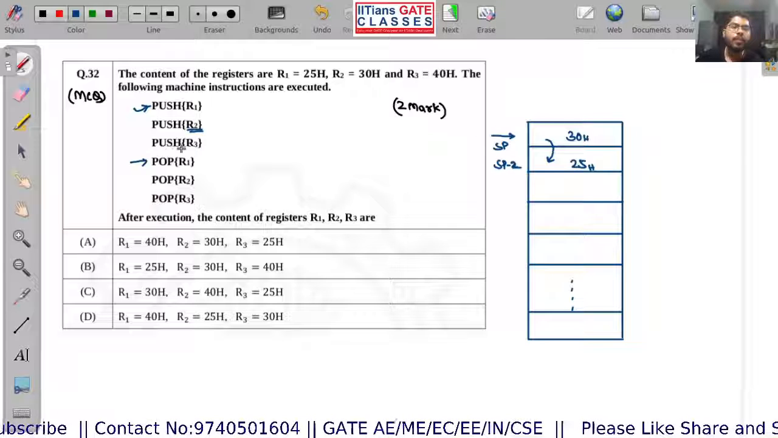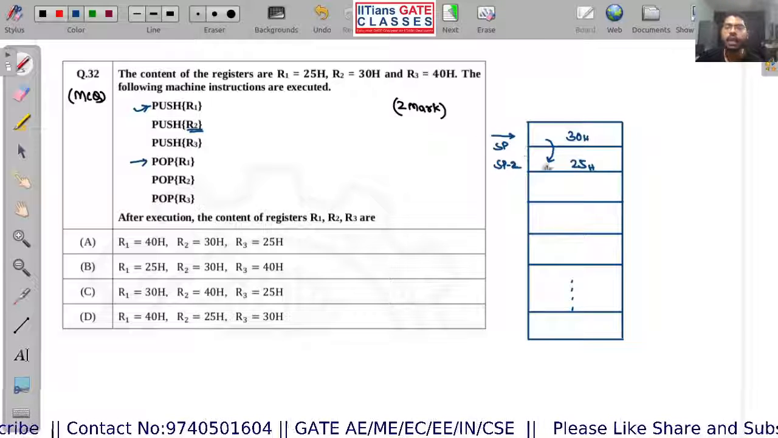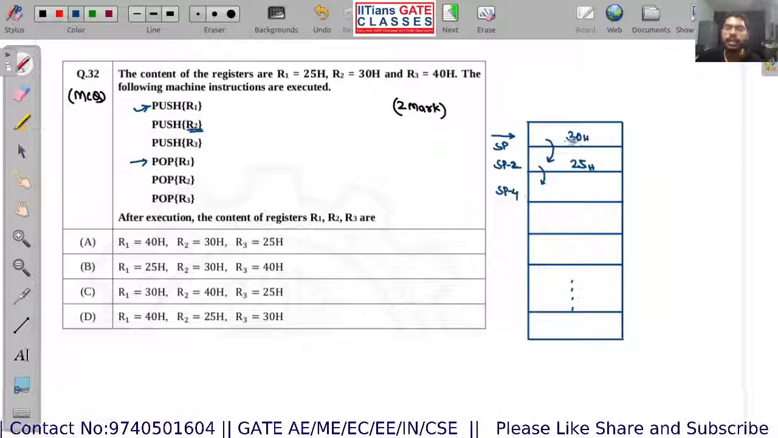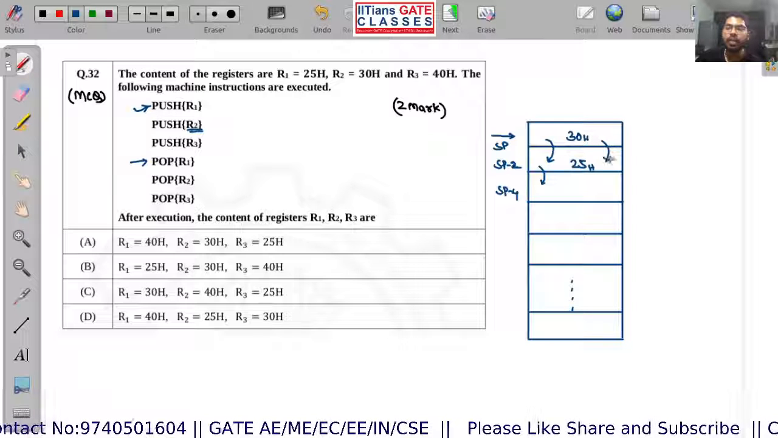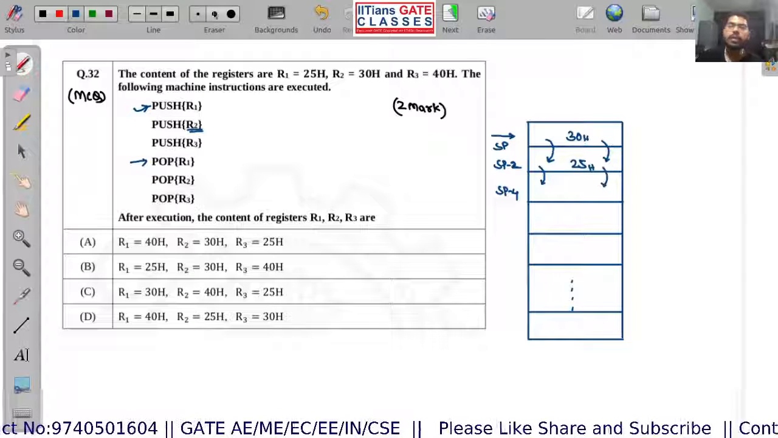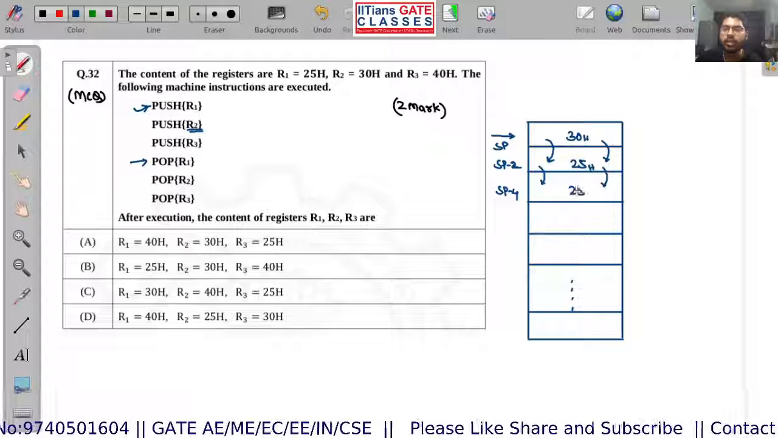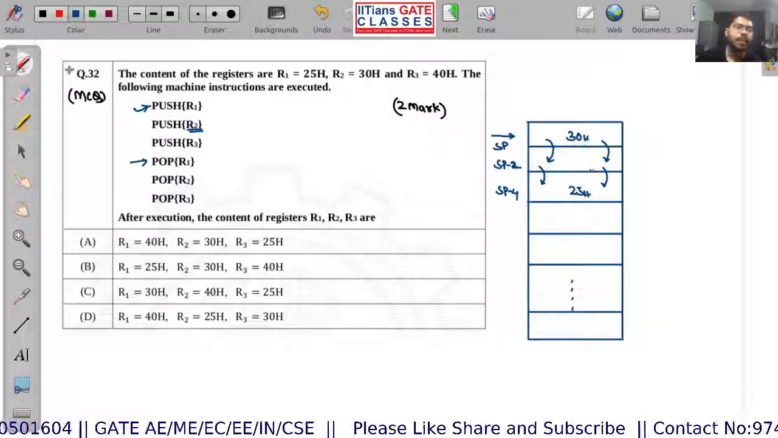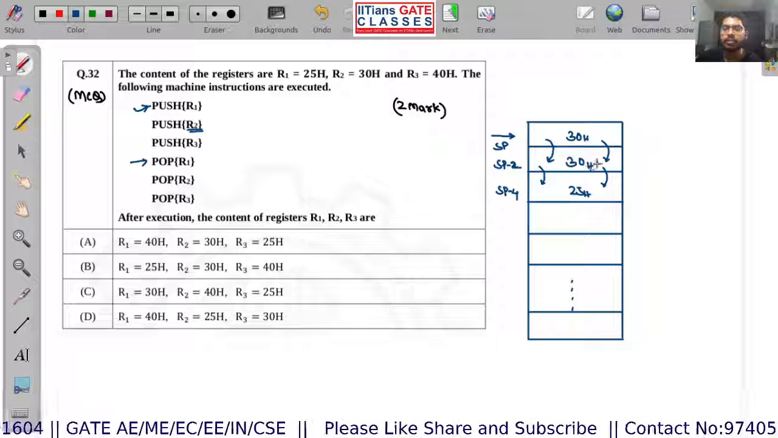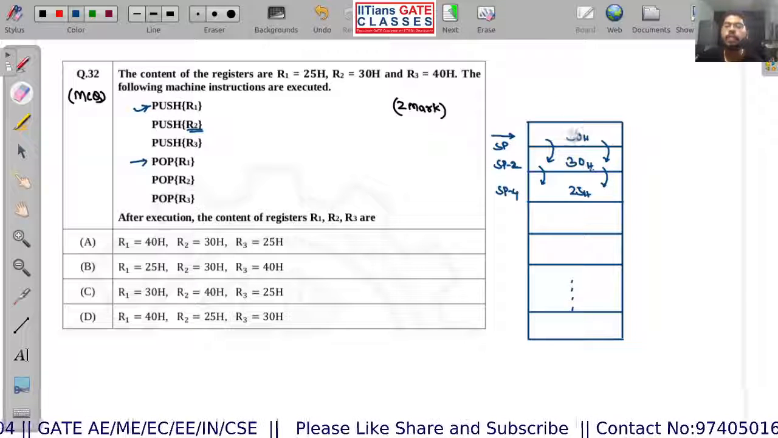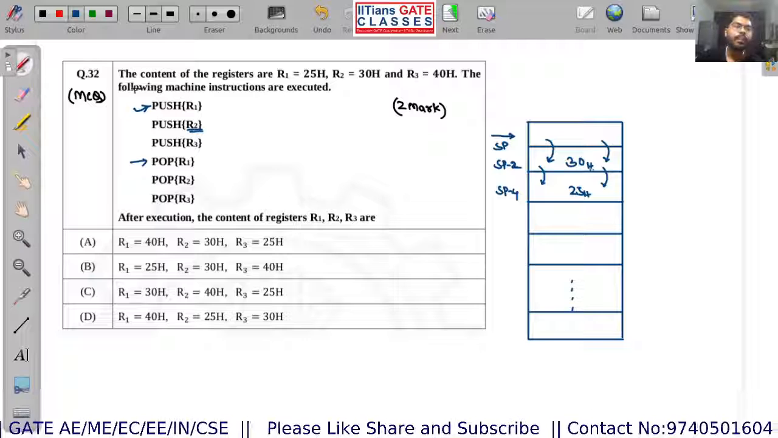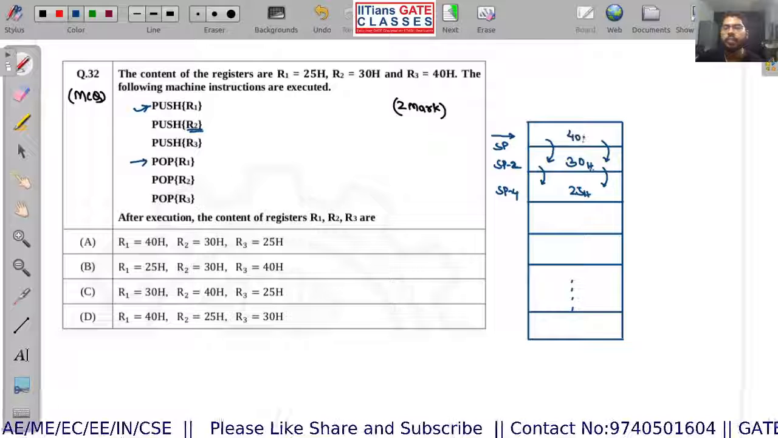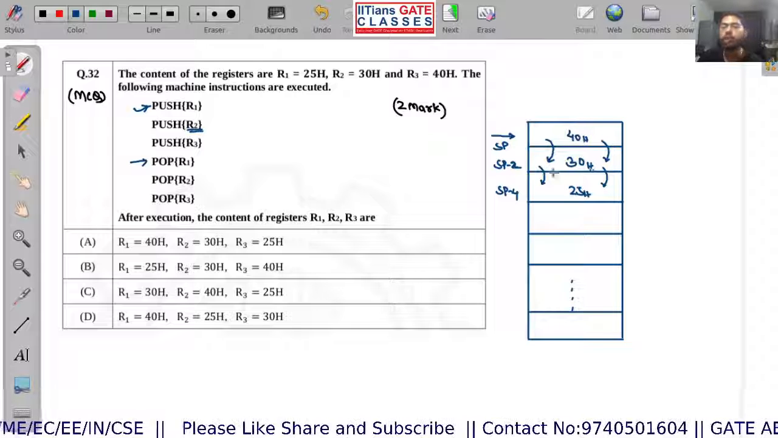Now what will happen when you push R3? When you push R3, this will go into SP minus 4, and this 30H will come down here, this 25H comes here. So basically this is 25H, SP minus 2 will have content 30H, and what will be the content in the stack pointer? It will be the latest data, that is R3, so 40H. Now this is the content of your stack.